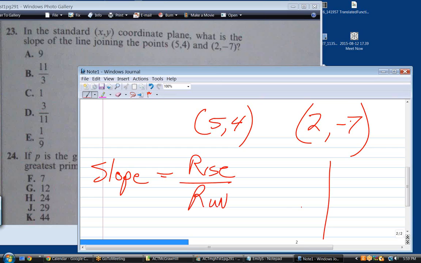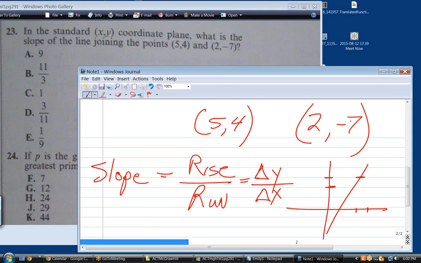Now, we're talking about the slope of a straight line, okay? So if I have a straight line like that, well, the rise is the difference in the y-coordinates. Let's say we want the slope between this point and this point. The rise is always the change in the y's, and the run is always the change in the x's.